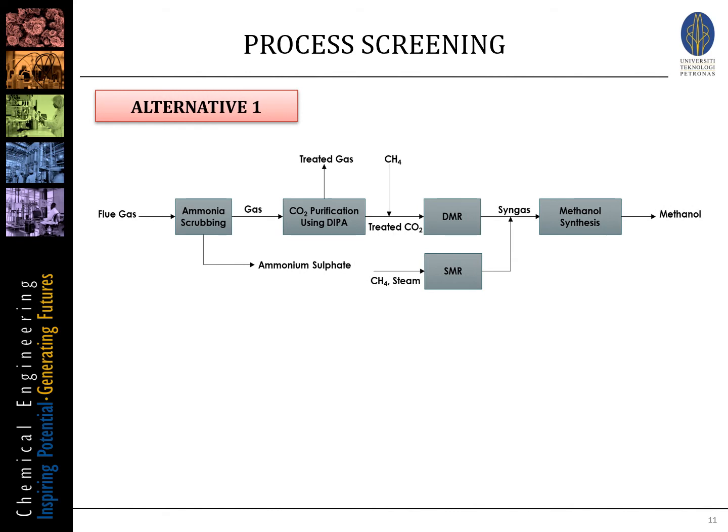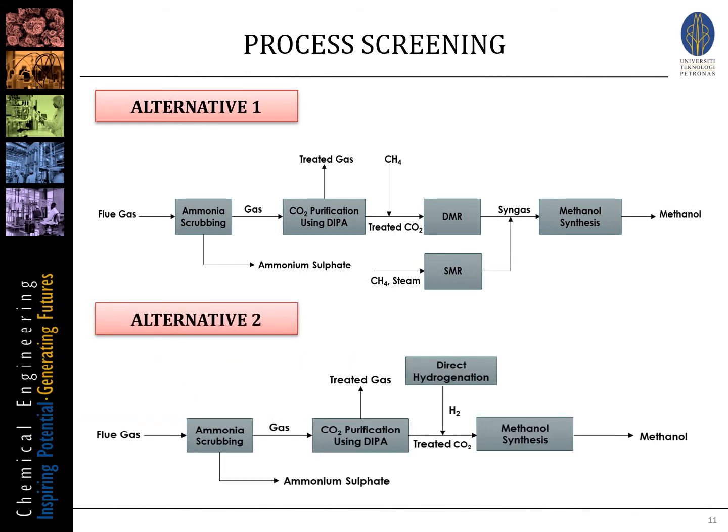So there are two alternatives that we have looked into, alternative 1 and also alternative 2. What makes these two alternatives different is the method used to produce methanol. For the first alternative, it uses syngas from SMR and DMR to produce the methanol, while for the second alternative, it uses the direct hydrogenation method. So moving next, I'm going to explain briefly about each process.